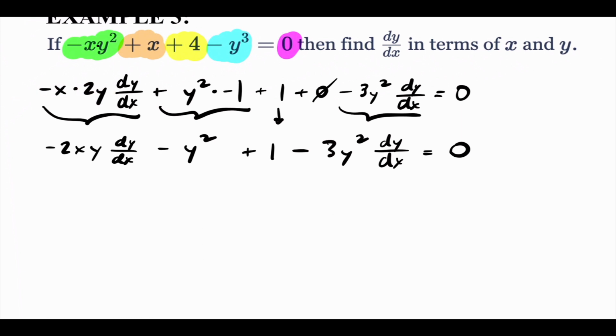All right. So now, anything with a dy dx, I want to stay on this side. Anything without a dy dx, I want to move to the other side. So I'm going to add y squared to both sides. That one doesn't have a dy dx. I'm going to subtract 1 from both sides. That one doesn't have a dy dx.